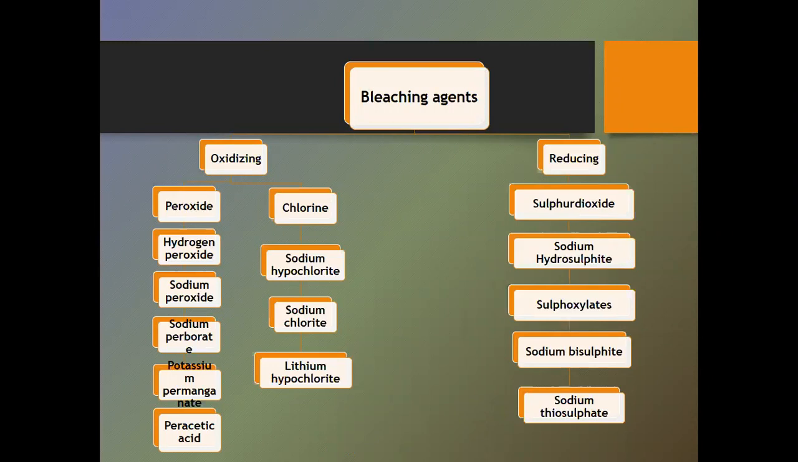Commonly used reducing agents are sodium hydrosulfite, sodium bisulfite, and sodium thiosulfate. Reducing agents are not commonly used for bleaching as the white produced is not permanent.